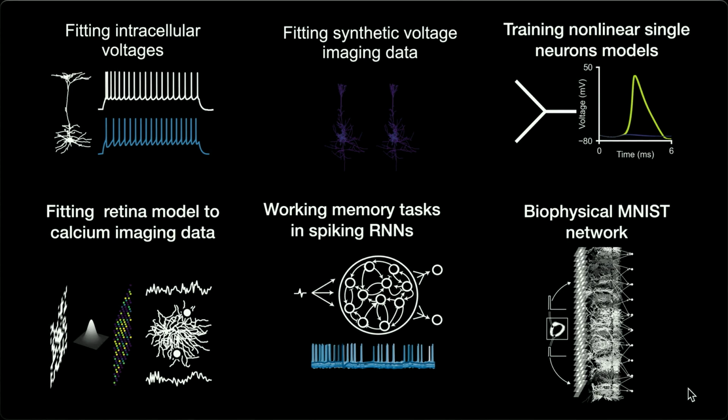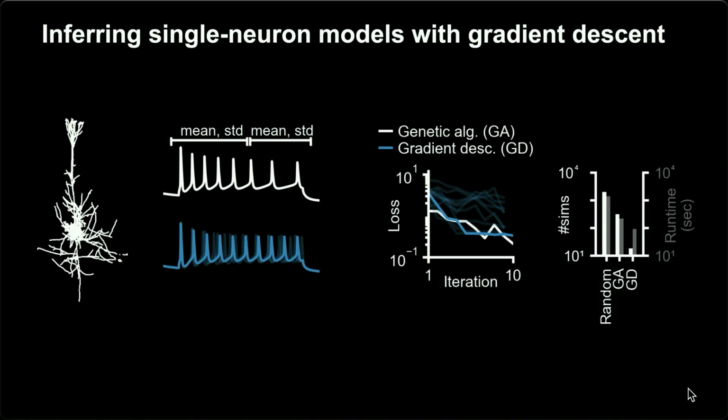And we've looked at both data fitting tasks, where we try to optimize the parameters of a model to fit particular data, and also machine learning tasks, where you try to make a cellular realistic network do different tasks. I will just show 2 examples. All the others are in the preprint. And we use this to fit models to voltage recordings from the Allen data set.